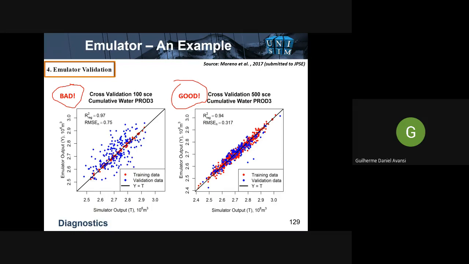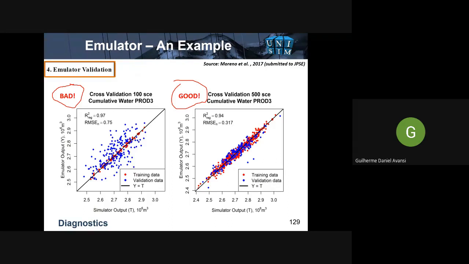So the training points is okay. As we can see here, the emulator that we built was able to reproduce the simulator output for the training data set. But when we moved to the validation data set, we can see the emulator is not working very well. So this is one thing that may happen. We build a nice emulator with the training data, but when we move to a different set of data, it's not working very well. So this is an example of a bad emulator.